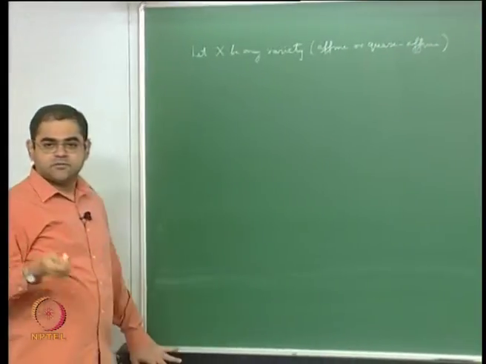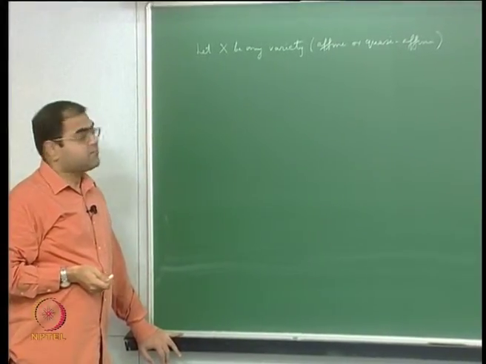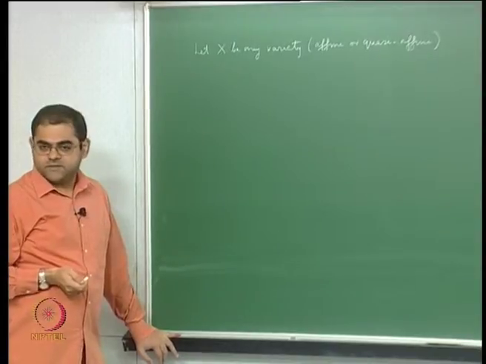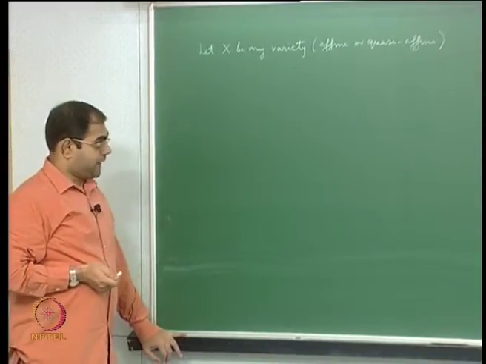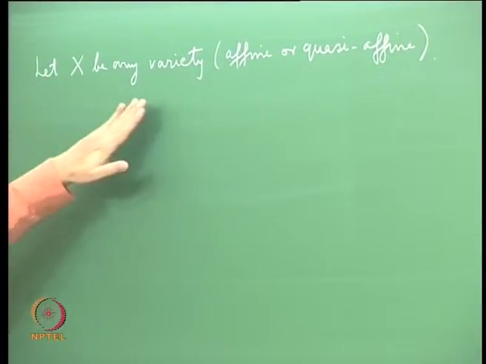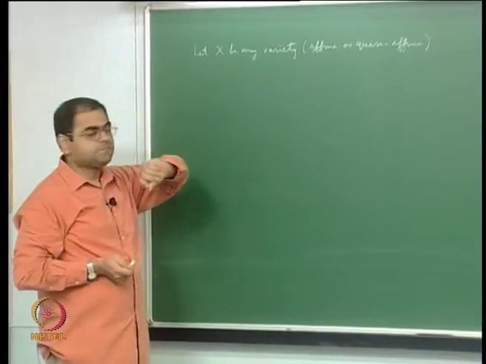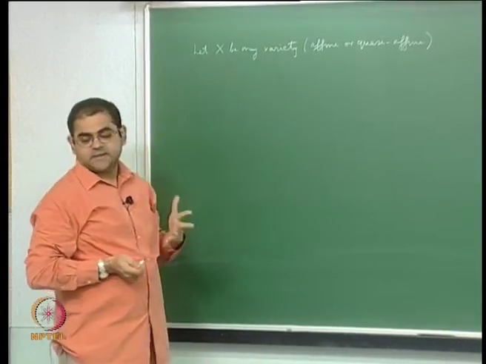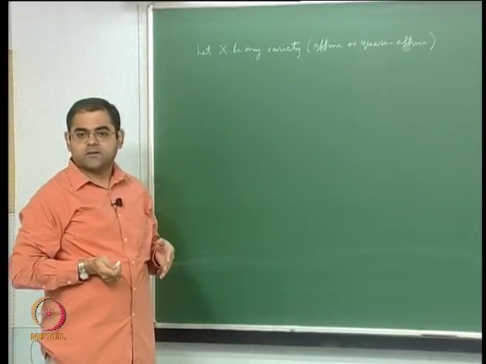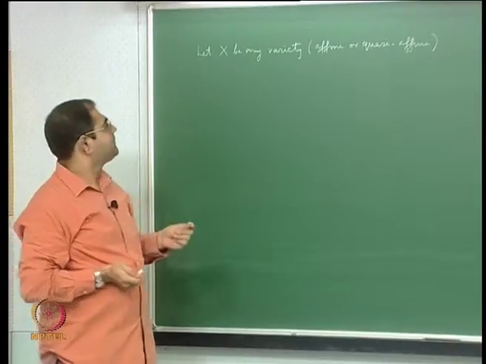An affine variety, as you know, is an irreducible closed subset of affine space, and we are working over an algebraically closed field. Okay, and a quasi-affine variety is a non-empty open subset of an affine variety. And variety for us at the moment means either an affine variety or a quasi-affine variety, which means either an irreducible closed subset of affine space or a non-empty open subset of an irreducible closed subset of affine space.